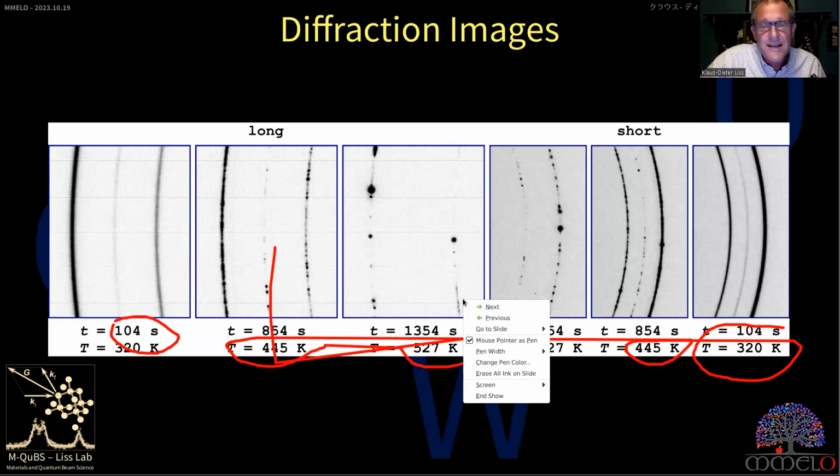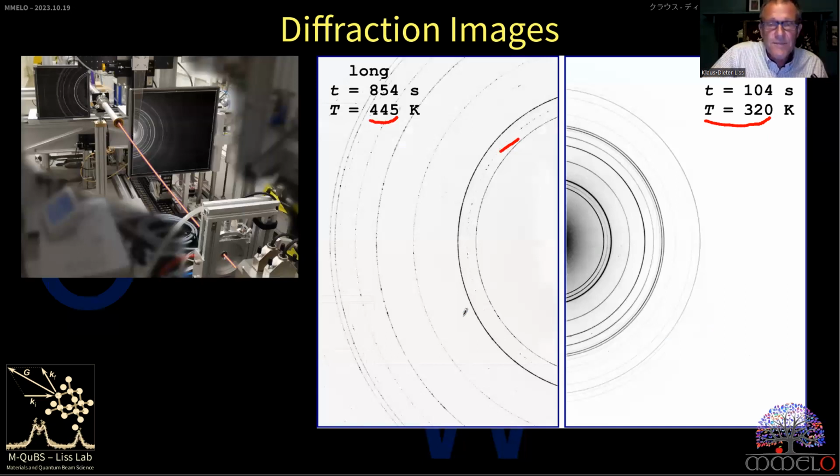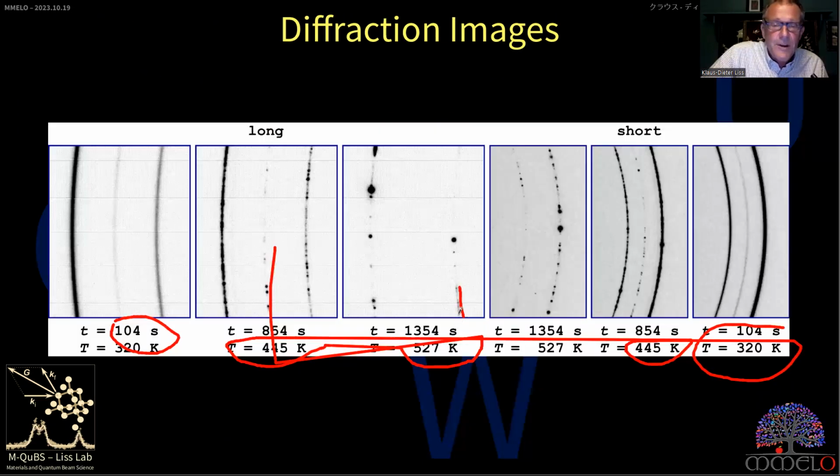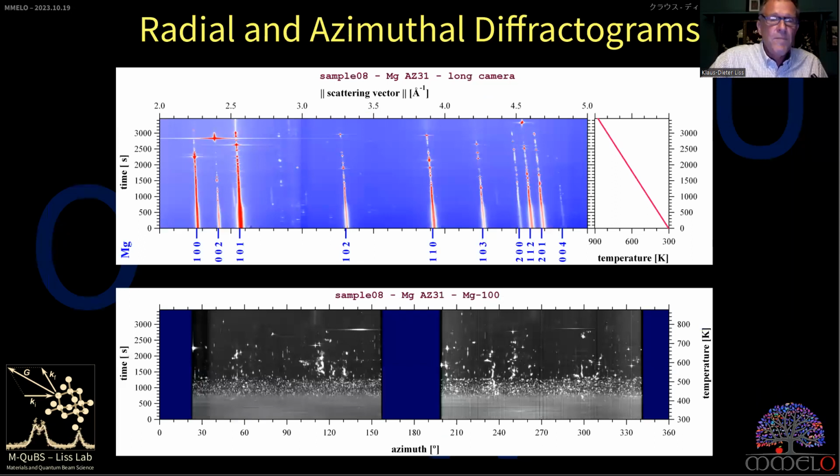So as you see here, there is a distribution, not just one spot, but many spots. And those are low angle grain boundaries. So it's one grain, but it has some mosaic spread. And that blurs these diffraction rings also in reciprocal space. Good. So we can do the radial and the azimuthal distribution on these two-dimensional diffraction rings.